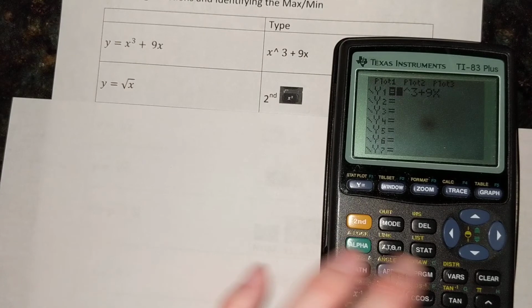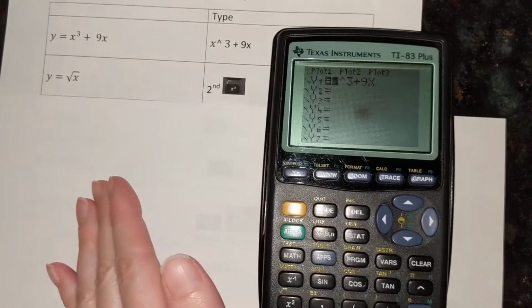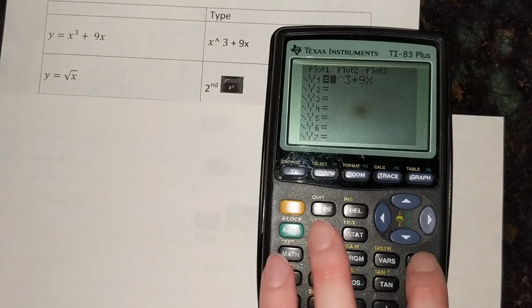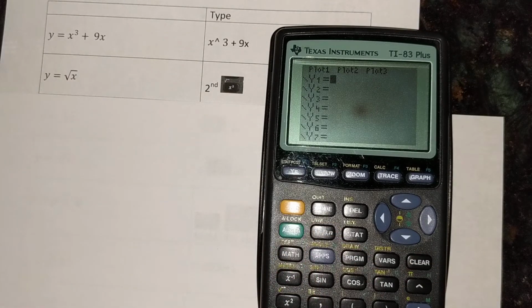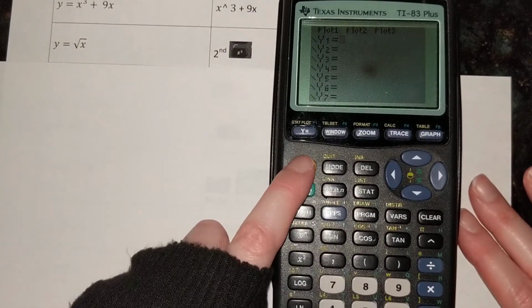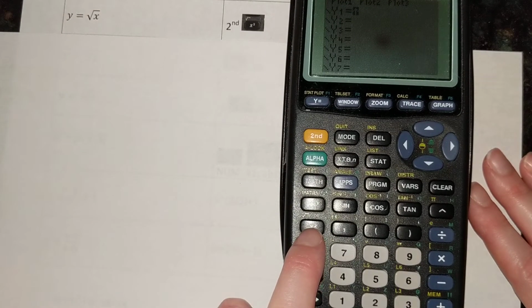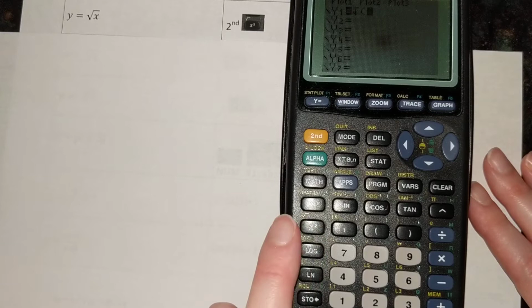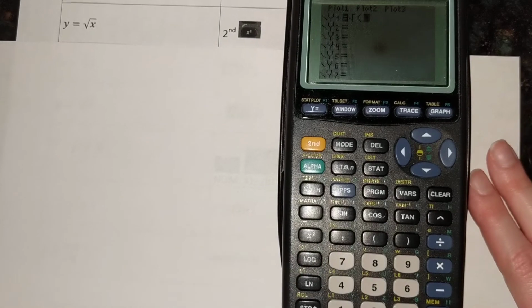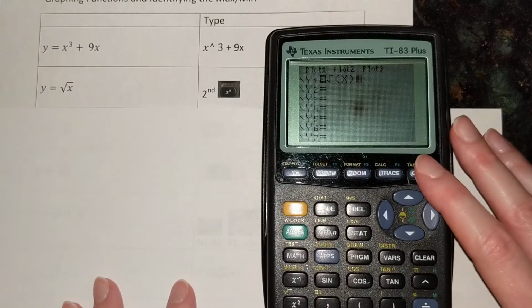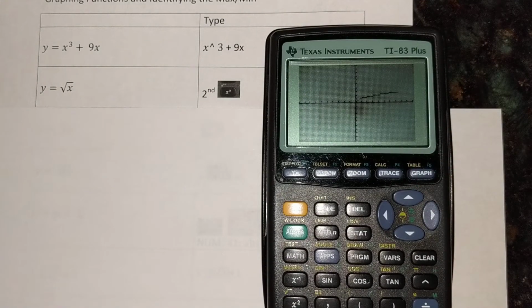So you would hit your Y equals. Again, if you have something currently there, you want to clear everything out. So you would hit this clear button, and then you would need to type in the square root. Now, to type in the square root, we hit our second followed by our square root sign, which is right above this x squared. So we'll hit second, x squared, and that will give us our square root sign, followed by our x, and then our parenthesis. Okay, so when you hit graph, you'll see your nice little square root function being graphed for you.